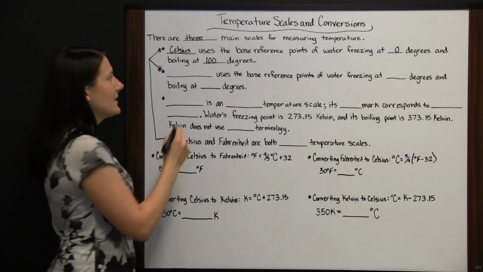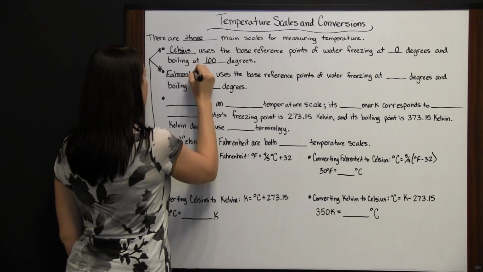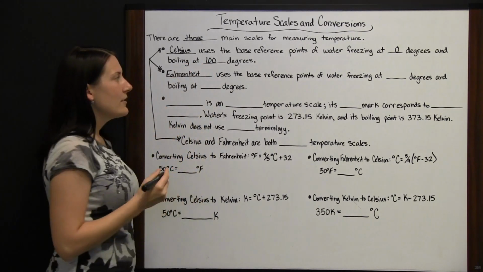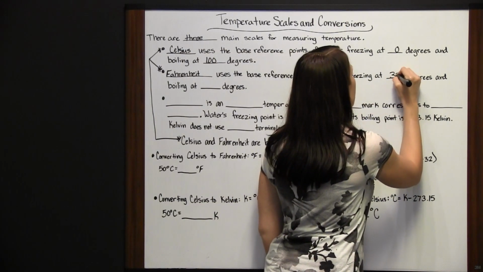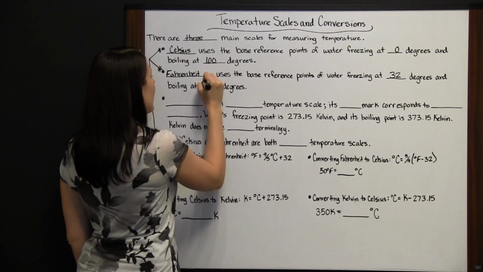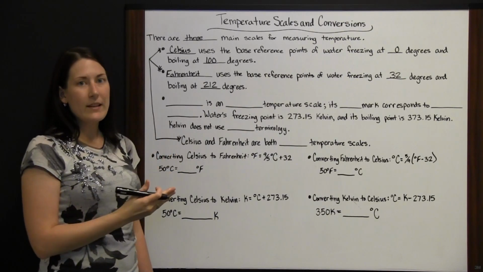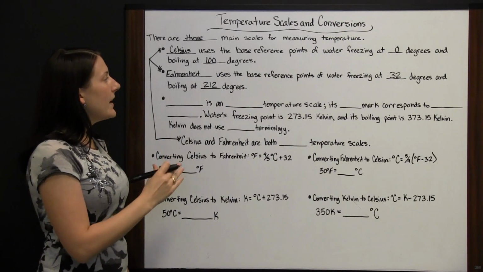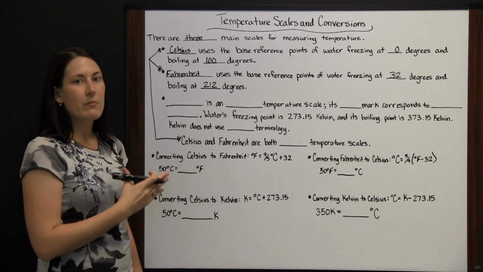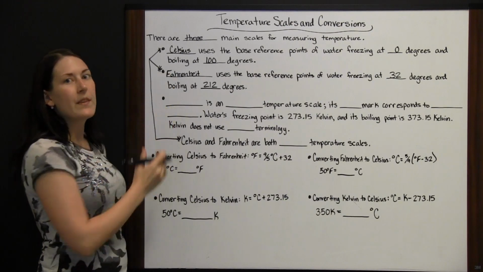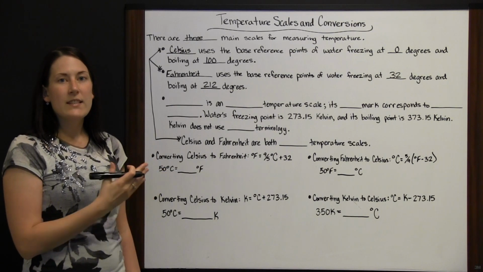Next, we have the Fahrenheit scale. Fahrenheit uses the base reference points of water freezing at 32 degrees and boiling at 212 degrees. So Fahrenheit also uses water's freezing and boiling points as base reference points, but its scale is different. You can see the degrees for water's freezing and boiling points are higher in the Fahrenheit scale than in the Celsius scale. The third main scale for measuring temperature is the Kelvin scale.